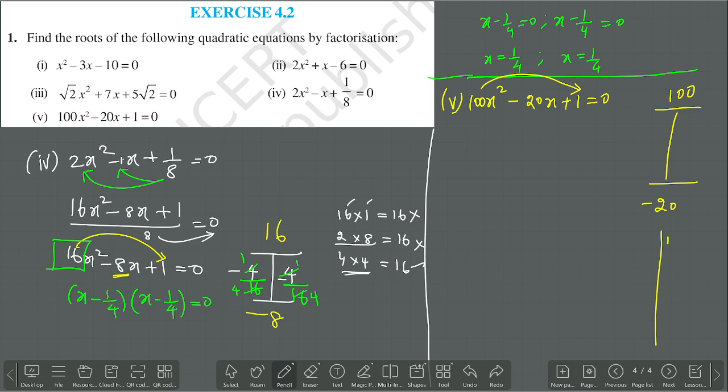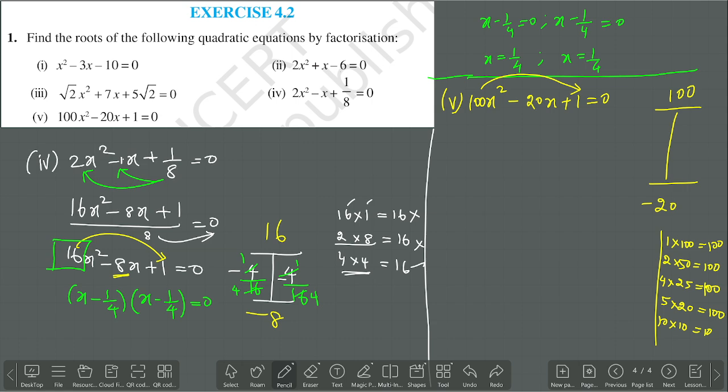So 1 into 100, 100. 2 into 50, 100. 3 table you will not get. 4 into 25, very good, it's 100. Like that, 5 into 20, it's 100. 6, 7, 8 do not come. Then 10 into 10, 100. Then 11, 12, 15 and all will not come. Then 20 will come, 20 into 5. Then these only. That's it. From this you want to choose.